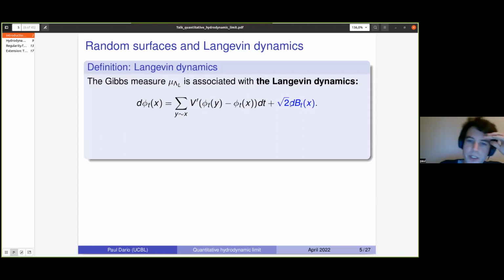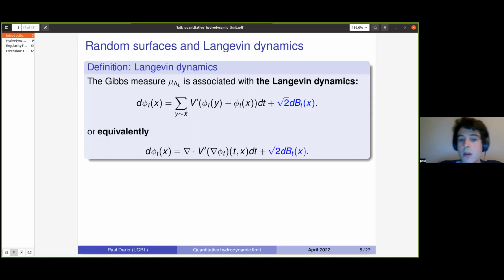If you think a little bit about what this does and how these two terms behave, it becomes a bit more interesting. This drift term, we can see it with this sum and this difference. But if we think about it in terms of partial differential equations, we can recognize something a bit different. This difference, phi t of y minus phi t of x, is a difference between two points, so it's a discrete version of a gradient. And this sum is a discrete version of a divergence. So you can rewrite your equation as follows: d phi t of x, your drift term, is the divergence of v prime of the gradient of phi, plus the Brownian motions.